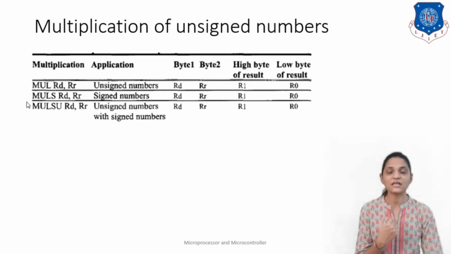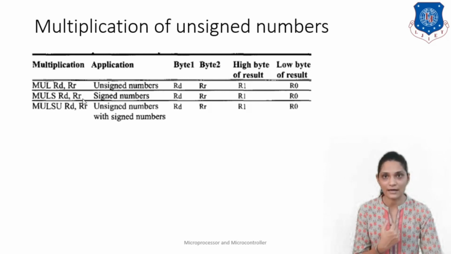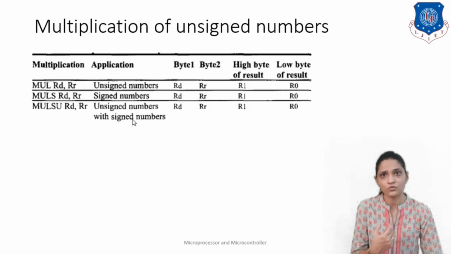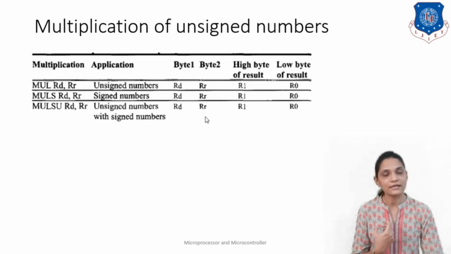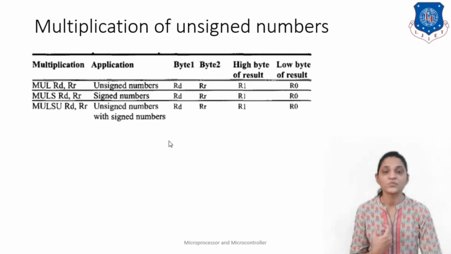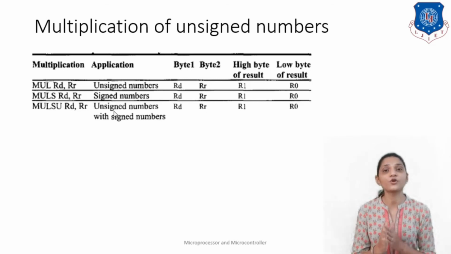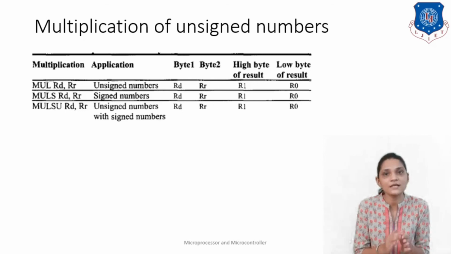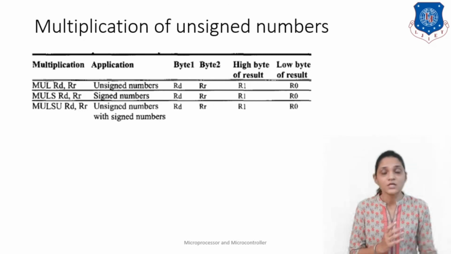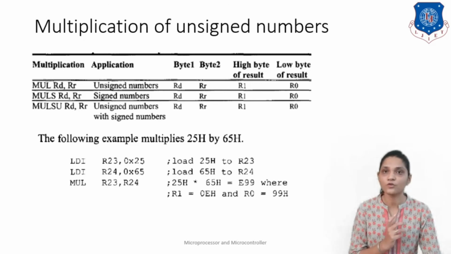Okay, we can do multiplication for signed numbers, that can be MULS Rd, Rr, and we can multiply an unsigned number with a signed number. That is also possible, where one number is a signed number and another number is an unsigned number. So for that we have the opcode MULSU. Okay, and Rd, Rr is the common thing for all instructions. So you can do the multiplication operation for unsigned numbers, signed numbers, and also where one number is unsigned and another is signed. Okay, so these are the basic instructions that are available for multiplication.